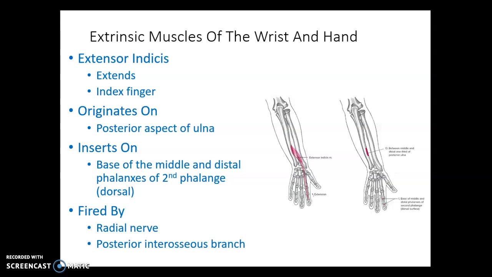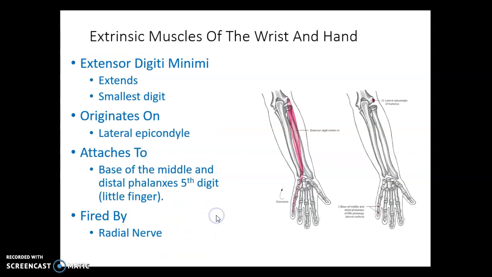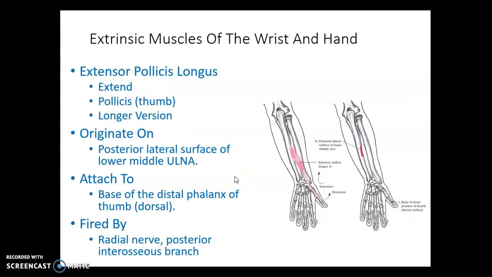Got it. So extensor indicis, think index finger, that comes down and it's firing just the index finger. Again, radial nerve and also through the posterior interosseous branch. Extensor digiti minimi, think like minimum, smallest. It's an extensor, lateral epicondyle again, runs down, hits the pinky. Helps you raise your pinky up when you drink a cup of tea.